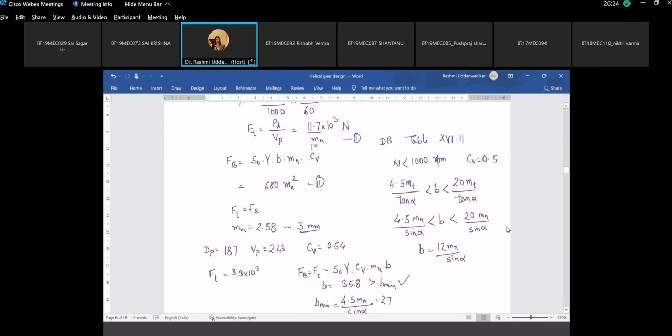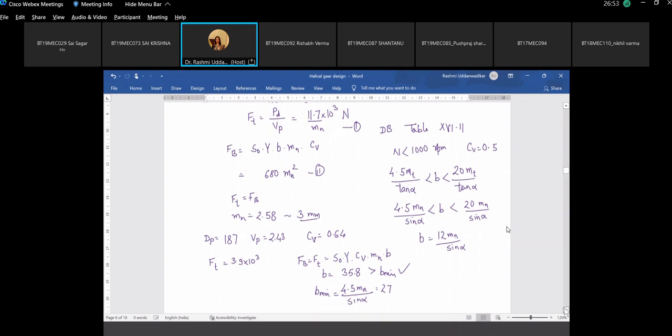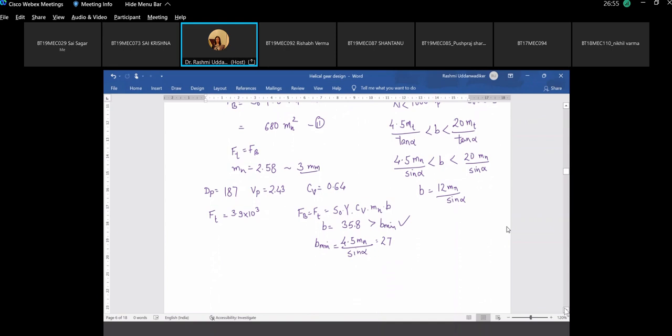From this value of Mn, we get the value of Ft. Now we will equate this Ft with Fb. S0 into Y remains the same. Value of Cv has changed. The calculated value is 0.64. Mn you have selected as 3 mm module. And B value is what we are going to calculate now. We want to make sure that the face width is greater than B minimum. So by this formula, B minimum is 27 and our face width we got by calculation is 35.8. So this is the first part.